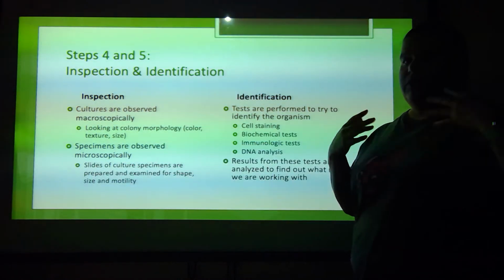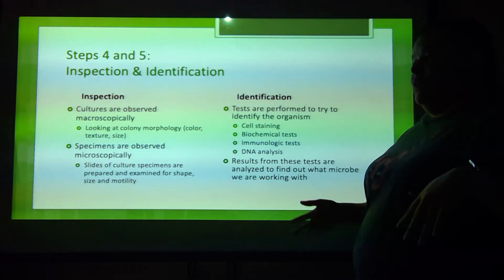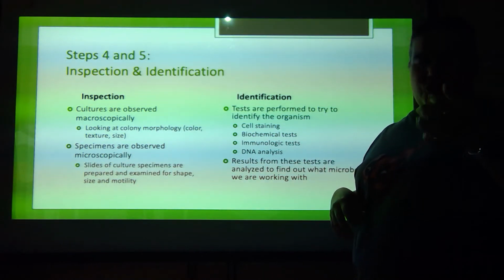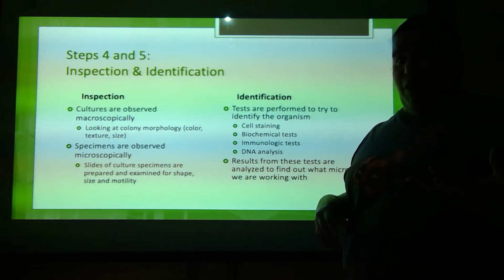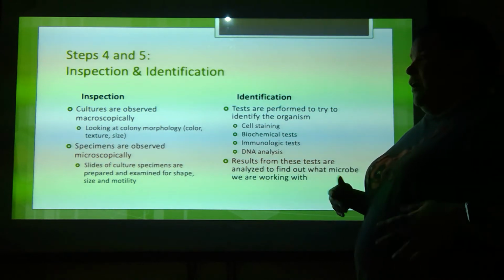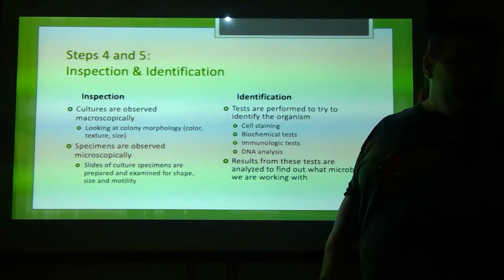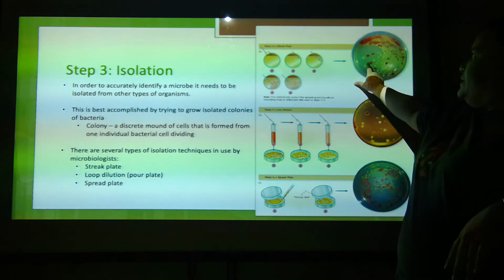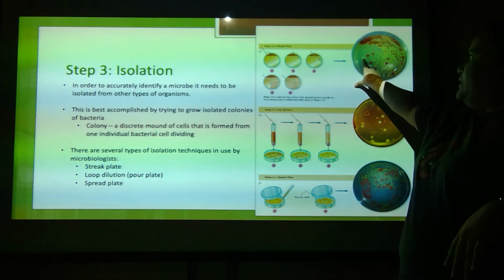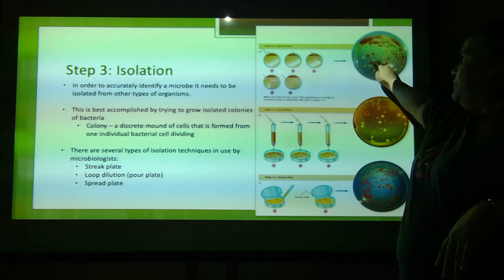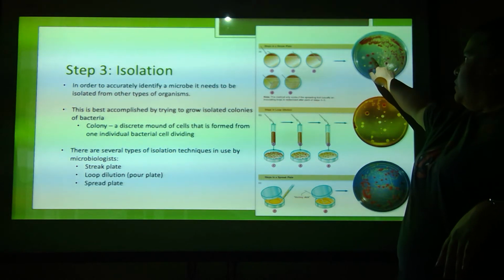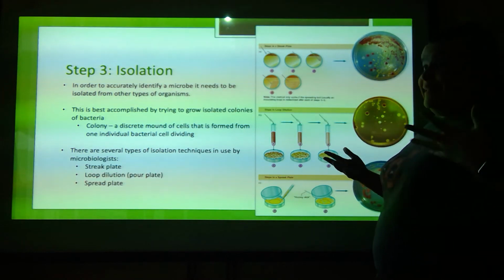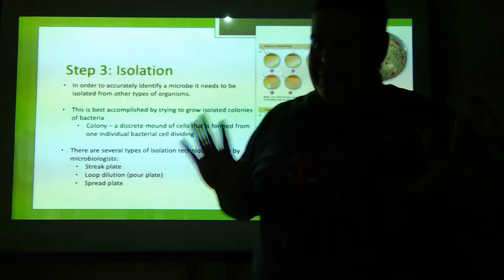So, looking at the colony morphology, what color is it? What texture is it? Does it look super shiny or does it look dry? How big is it? If we go back and look, these off-white are always really big. Red can be pretty big, but the yellows always seem to be very small in size. That's another clue that you're dealing with something different.